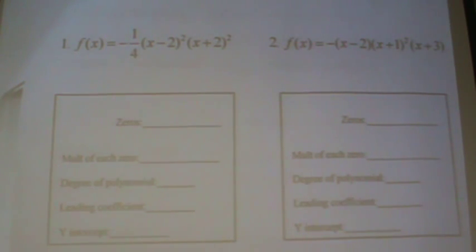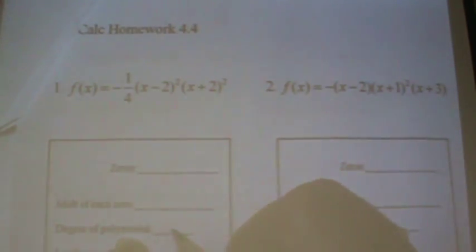Pre-Calc homework 4.4. We are graphing polynomials, and this first page, it's already factored for us. So what you need to do is look at the degree of the entire problem. The degree is 4. So the degree of the polynomial is 4.